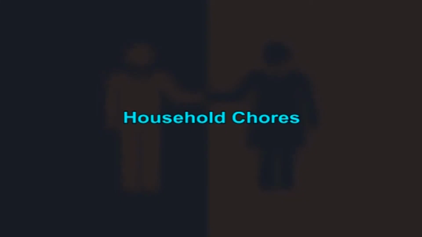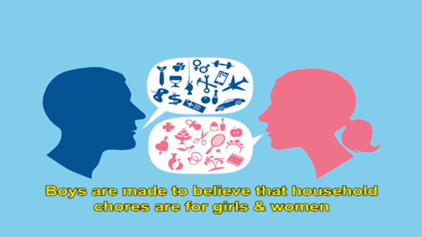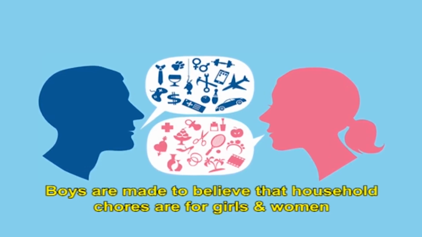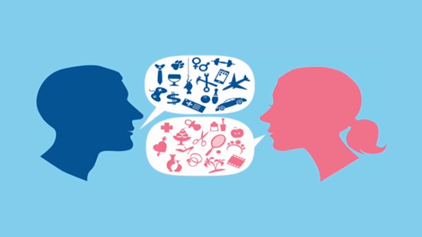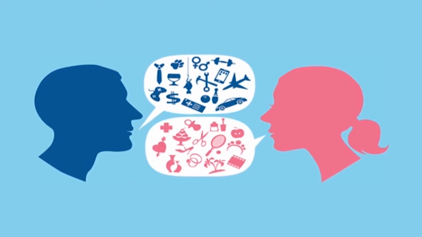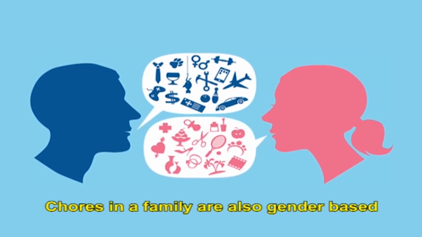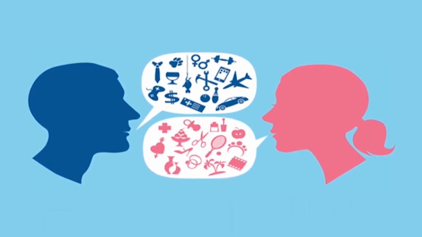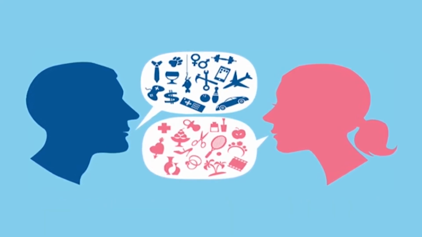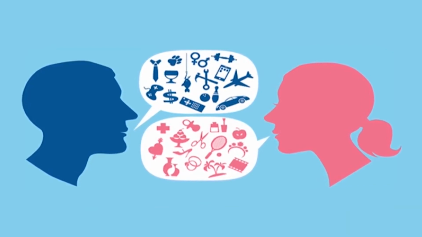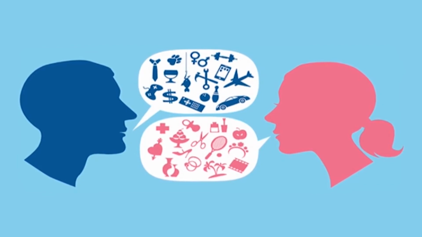Household chores. At an early age, boys are made to believe that household chores are for girls and women. It has been found that girls are generally assigned more housework than boys. The chores in a family are also gender based. Vacuuming the floor and washing dishes are seen as girl chores, while taking out the trash and helping with yard work is usually assigned to boys.